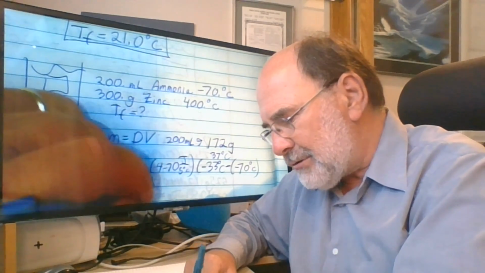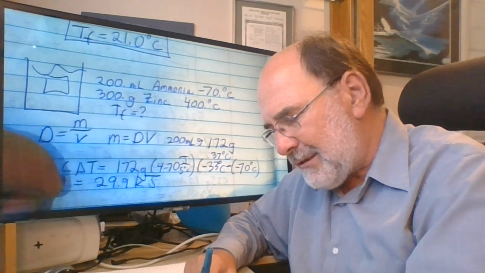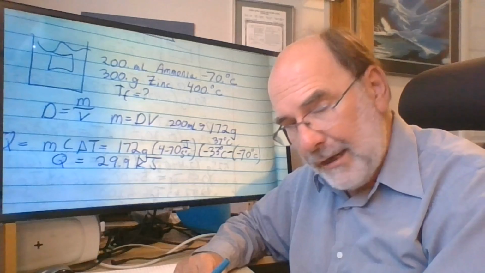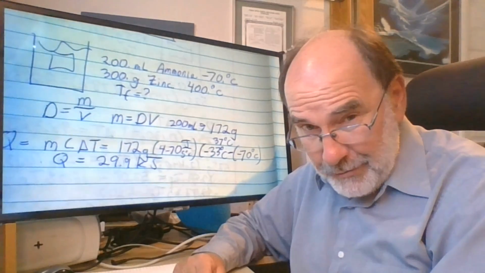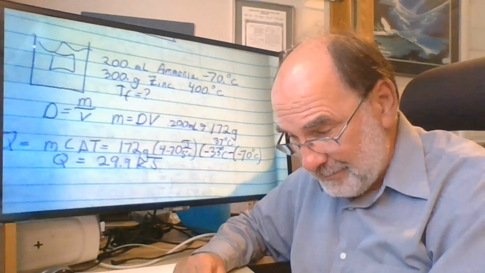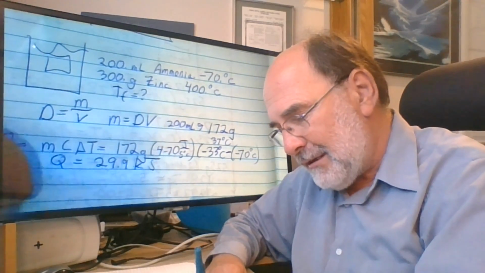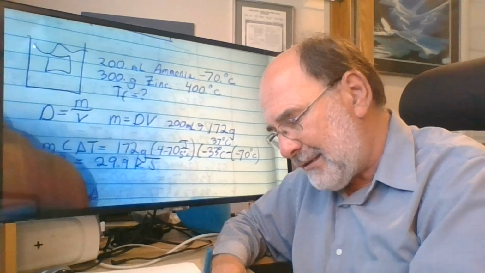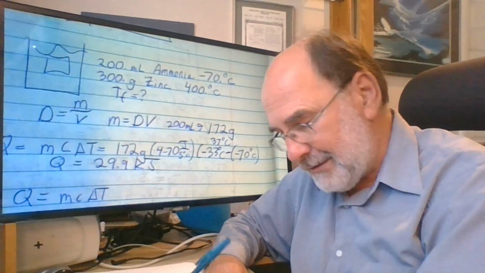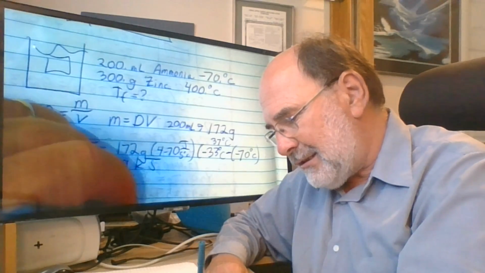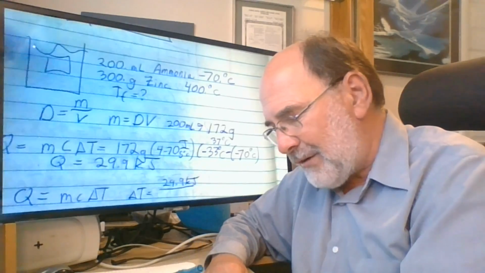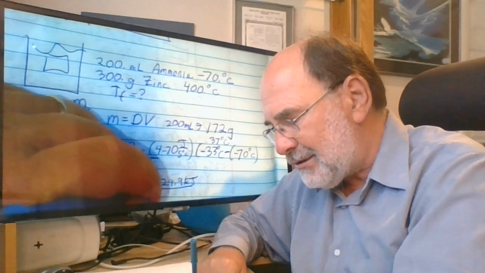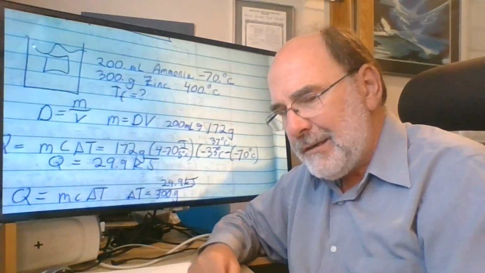29.9 kilojoules. That's a lot of heat energy based on the previous problem. Can I get that much out of this zinc? What happens when I remove this much heat energy from that much zinc at that initial temperature? Let's see. Q equals mc delta T. This time I'm going to solve for delta T. So delta T is equal to 29.9 kilojoules divided by the mass of the zinc, which is 300 grams, divided by the specific heat of solid zinc.